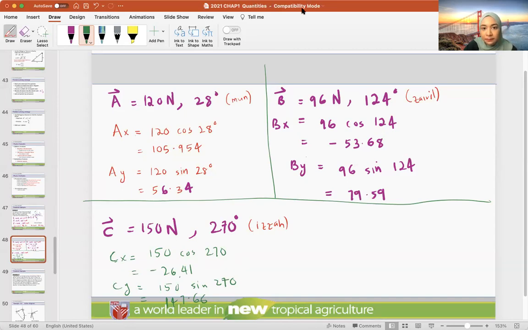Doktor, saya dapat lain. Jawapan kita orang lain. Oh, okay. Dapat kosong untuk X. Y dapat negatif 150. Okay. So, sebenarnya Izzah kira macam mana tadi? Cuba cerita.